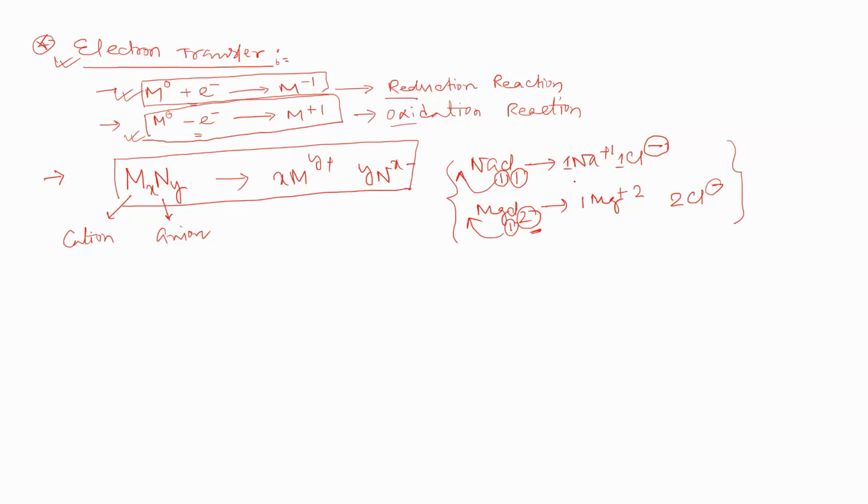Why are we writing the metal salt in this way? Because when we write the metal salt in terms of the cations and the anion, then we can easily see the oxidation state of every element. So in MgCl2, the magnesium has the +2 oxidation state. So that's why we have to know how we can write the metal salt in terms of cation and anion.